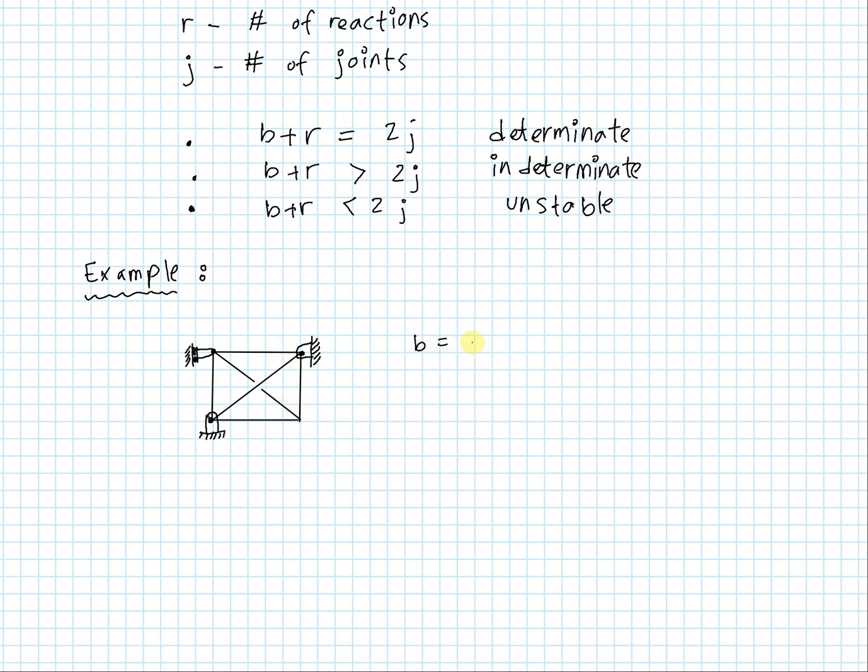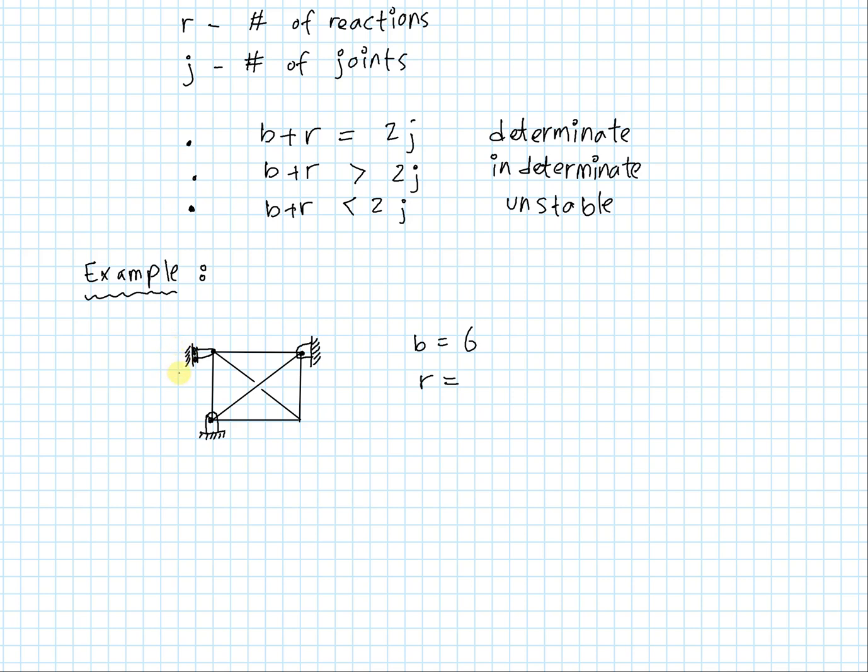B is equal to 5. So 1, 2, 3, 4, 5, 6. So excuse me, in fact this should be 6. And if we're looking at the number of supports, we have 2 at the pins, so 2 plus 2, and at the slider we have 1.